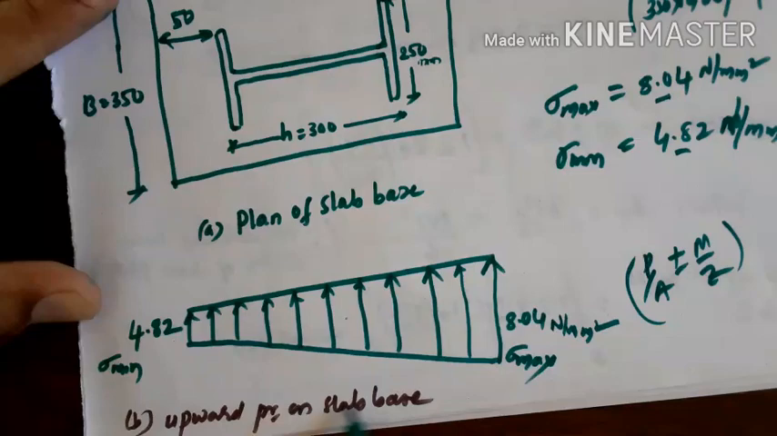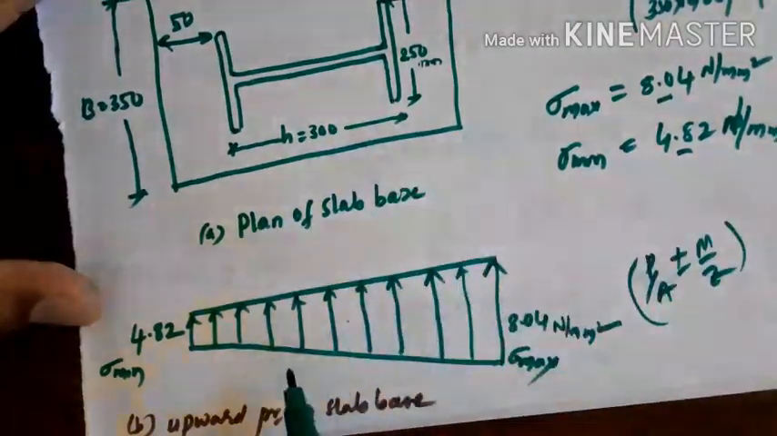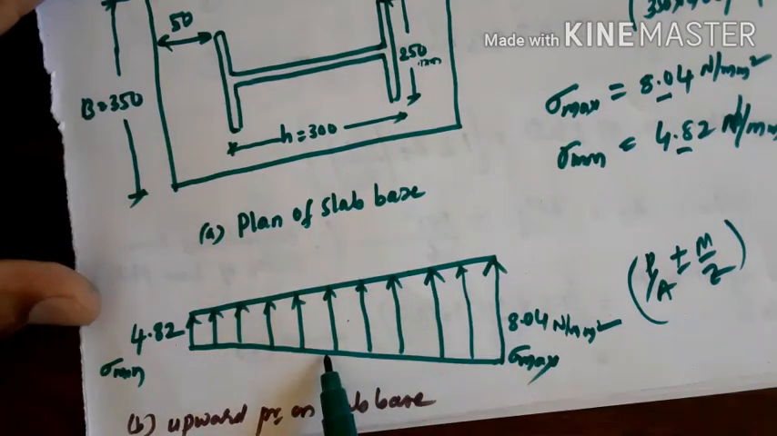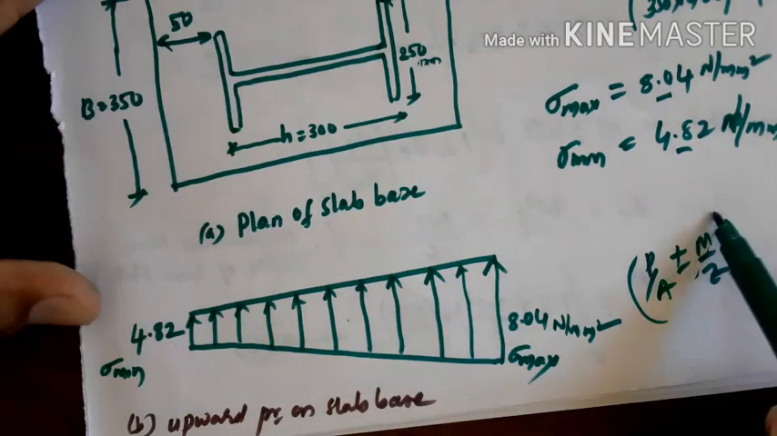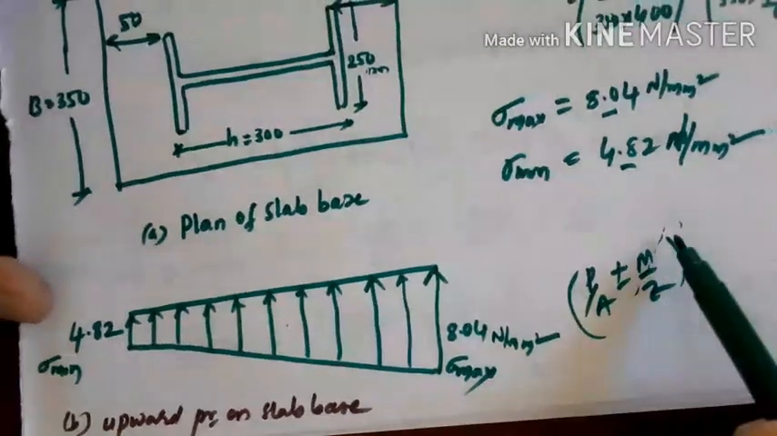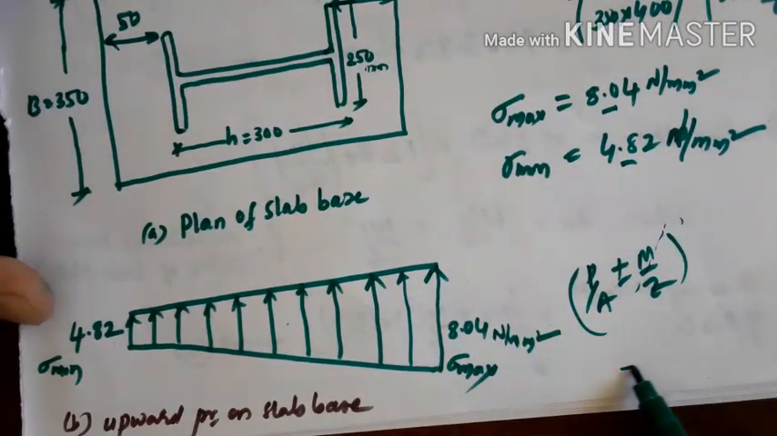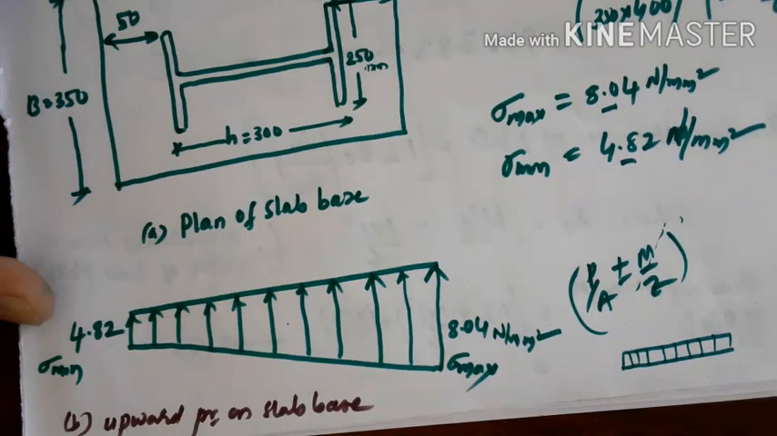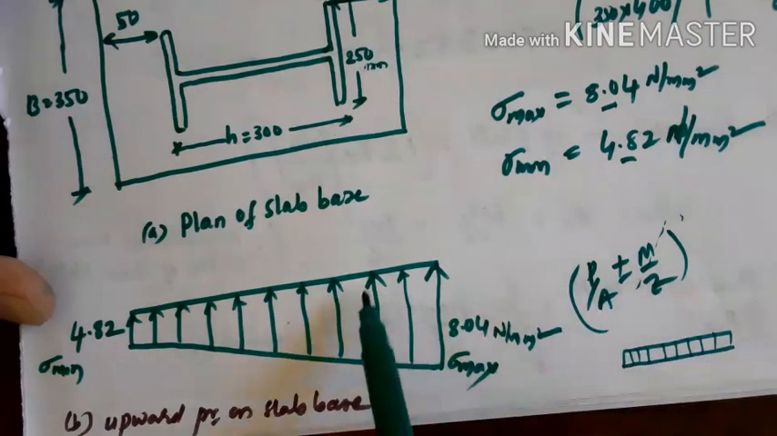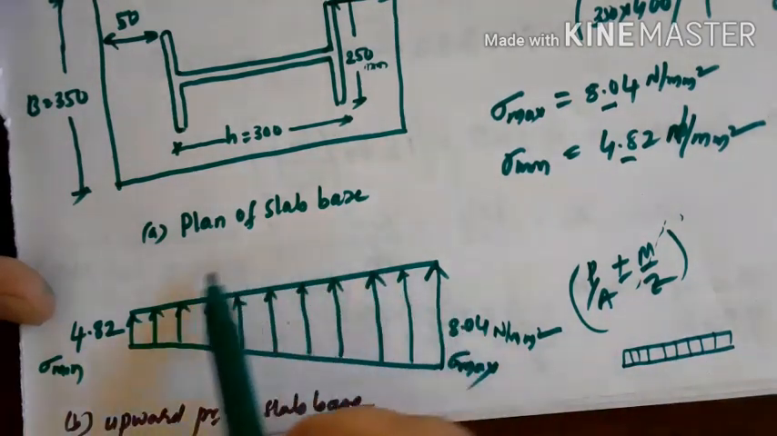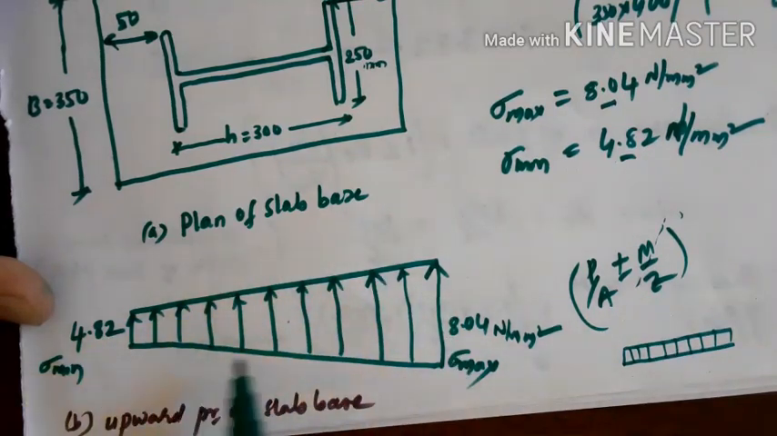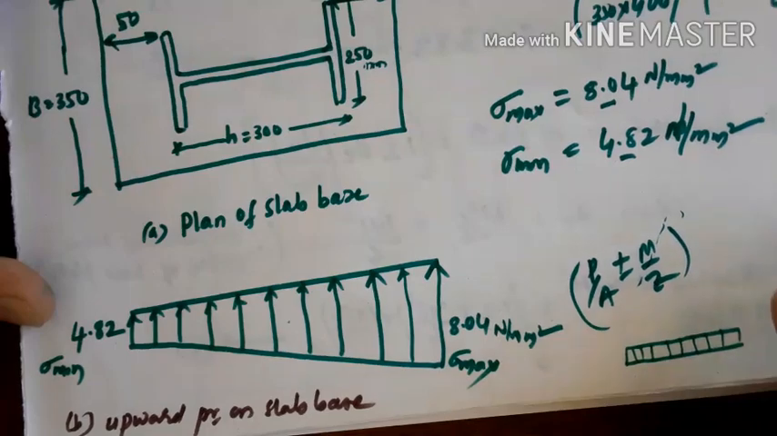This is the diagram we get, and this is the plan of the base plate, and this is the pressure diagram underneath the base plate. So when the moment was not present, the stress distribution would have been taken uniform like this. Since the moment is present here, we get the stress distribution in a trapezium form. This is the trapezoidal stress distribution. Okay. Now we have to calculate thickness for this one.